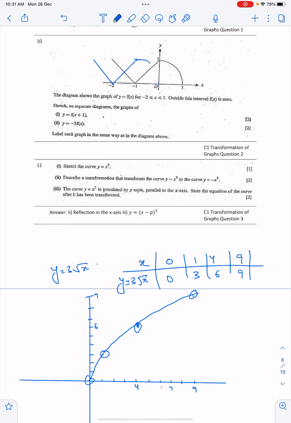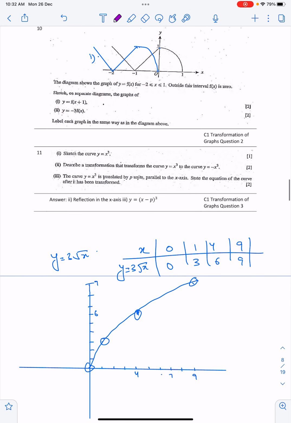This is the first one, and the second one is going to be negative 3 times f of x. Okay, I don't have space here. What you can actually do is, either you first give it a vertical stretch of scale factor 3, and then reflect it in the x-axis, or you can first reflect it in the x-axis and then give it a stretch, that is your choice.